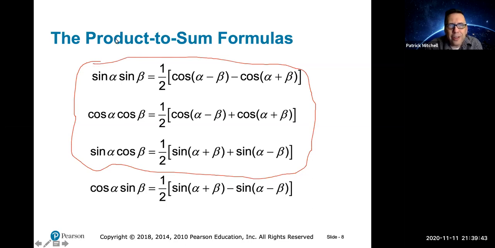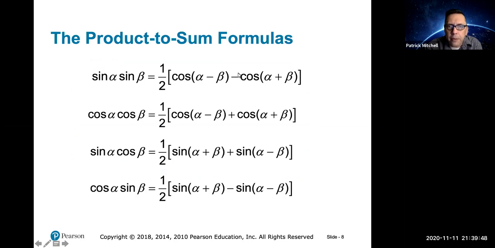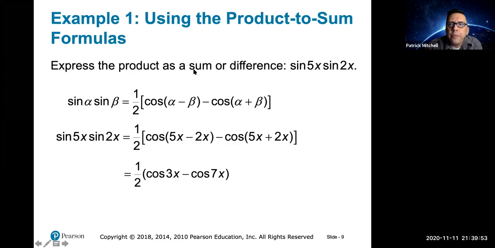All right, so let's talk about how you actually use those. I just have a couple of examples. So in this first example, we're going to express the product sine 5x sine 2x as a sum or difference. So notice it's the product of 2 sines. So I go back to the last slide and grab that formula. Sine alpha sine beta is equal to 1/2 times cosine alpha minus beta minus cosine alpha plus beta.